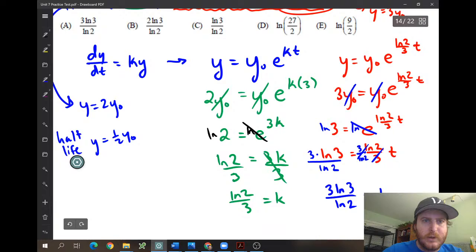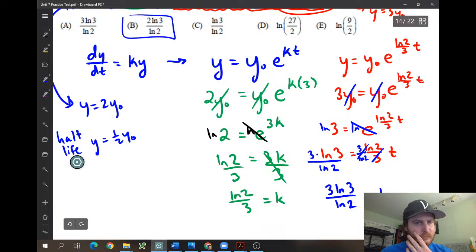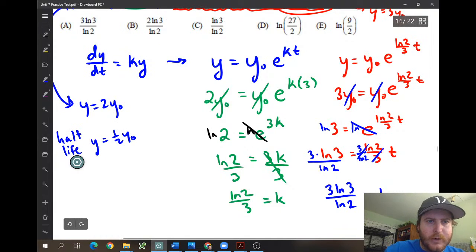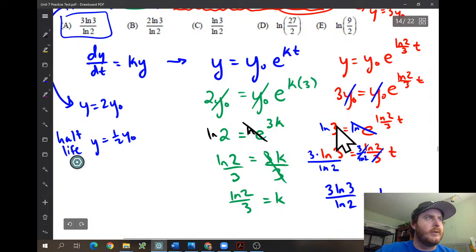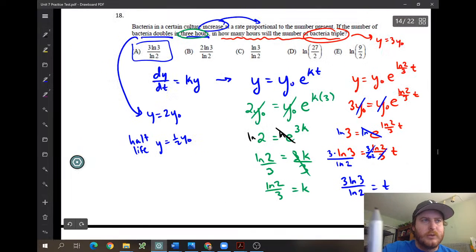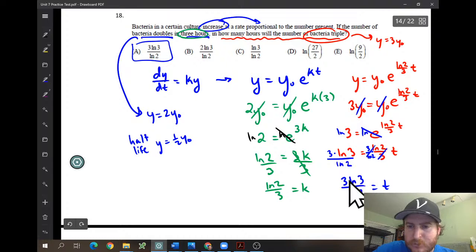And so that's this answer right here. Oh, wait, I can't read right now. 3 ln of 3 over ln of 2. So that one's a little bit tricky, especially doing this by hand. It's a non-calculator question, but it is doable.